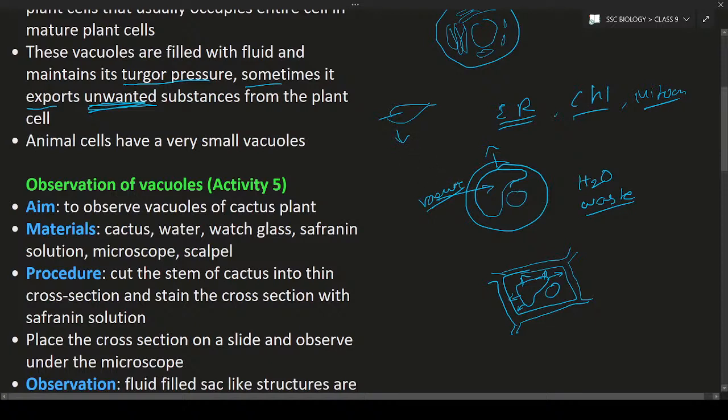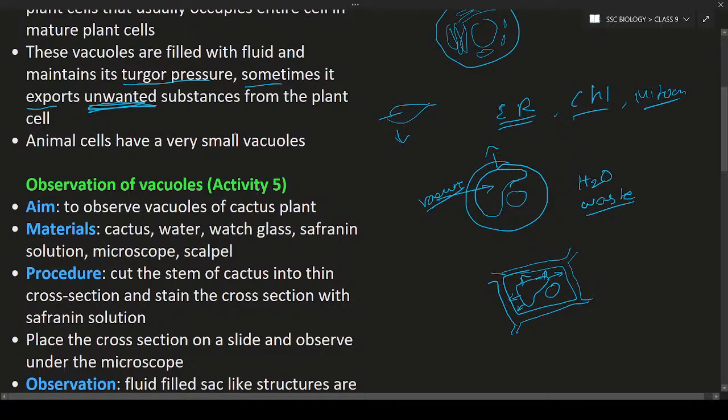The vacuole is also gone. Vacuoles have some amount of unwanted substances. So by this process, the plant cells are going to get rid of unwanted substances. Okay, so these are the materials.